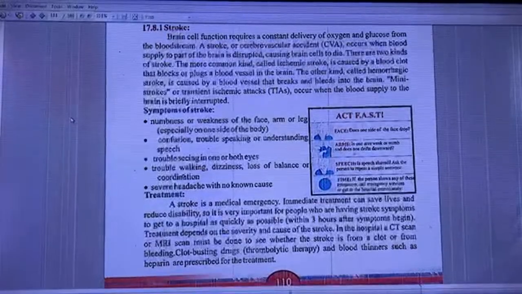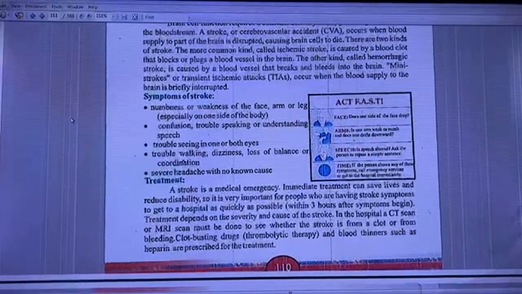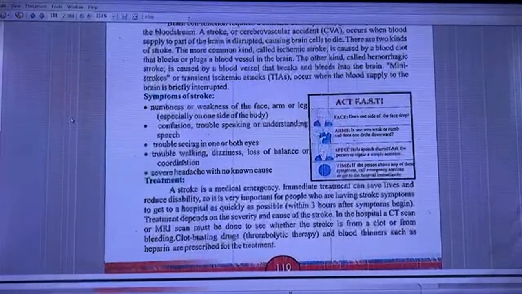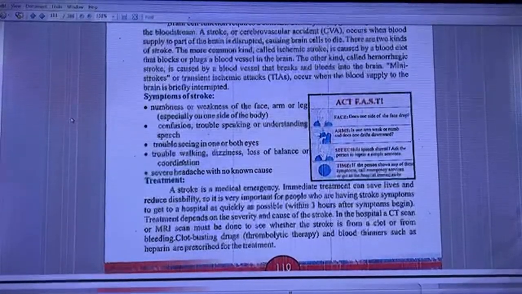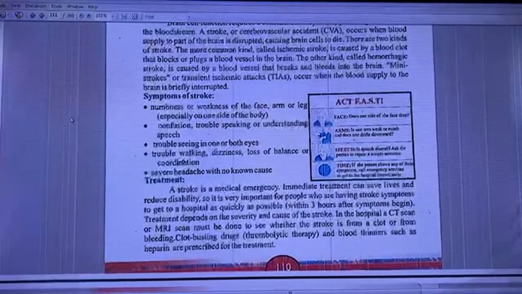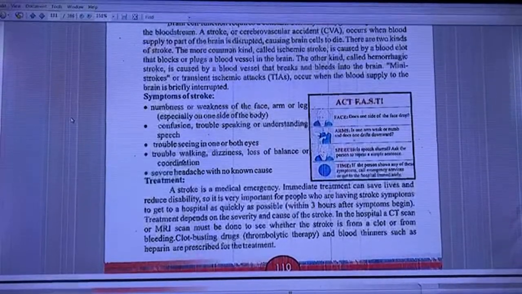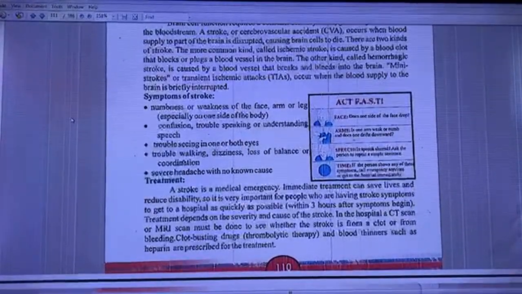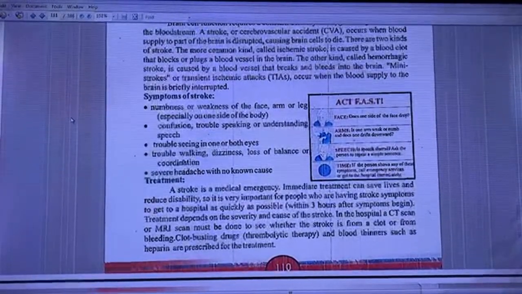Symptoms of stroke: numbness or weakness of the face, arm, or leg, especially on one side of the body. Confusion, trouble speaking or understanding speech. Trouble seeing in one or both eyes. Trouble walking, dizziness, loss of balance or coordination. Severe headache with no known cause.